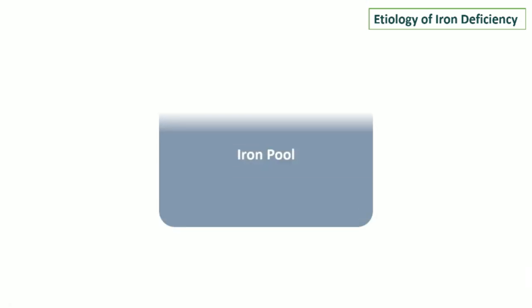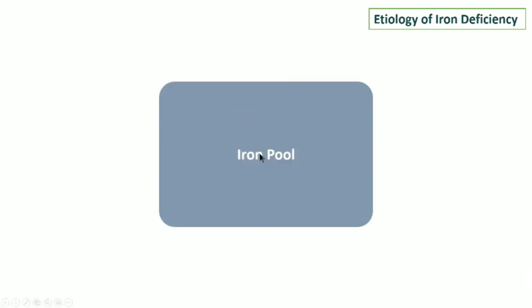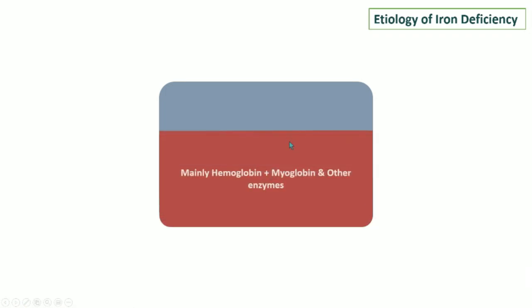Now we will discuss the etiology of iron deficiency anemia. I mean, what are the causes of iron deficiency anemia? This is the schematic representation of total body iron, that is the iron pool. Most of the iron in our body is in the form of hemoglobin, while a small amount is in the form of myoglobin, and a very small amount of iron is a component of some other important enzymes in our body.